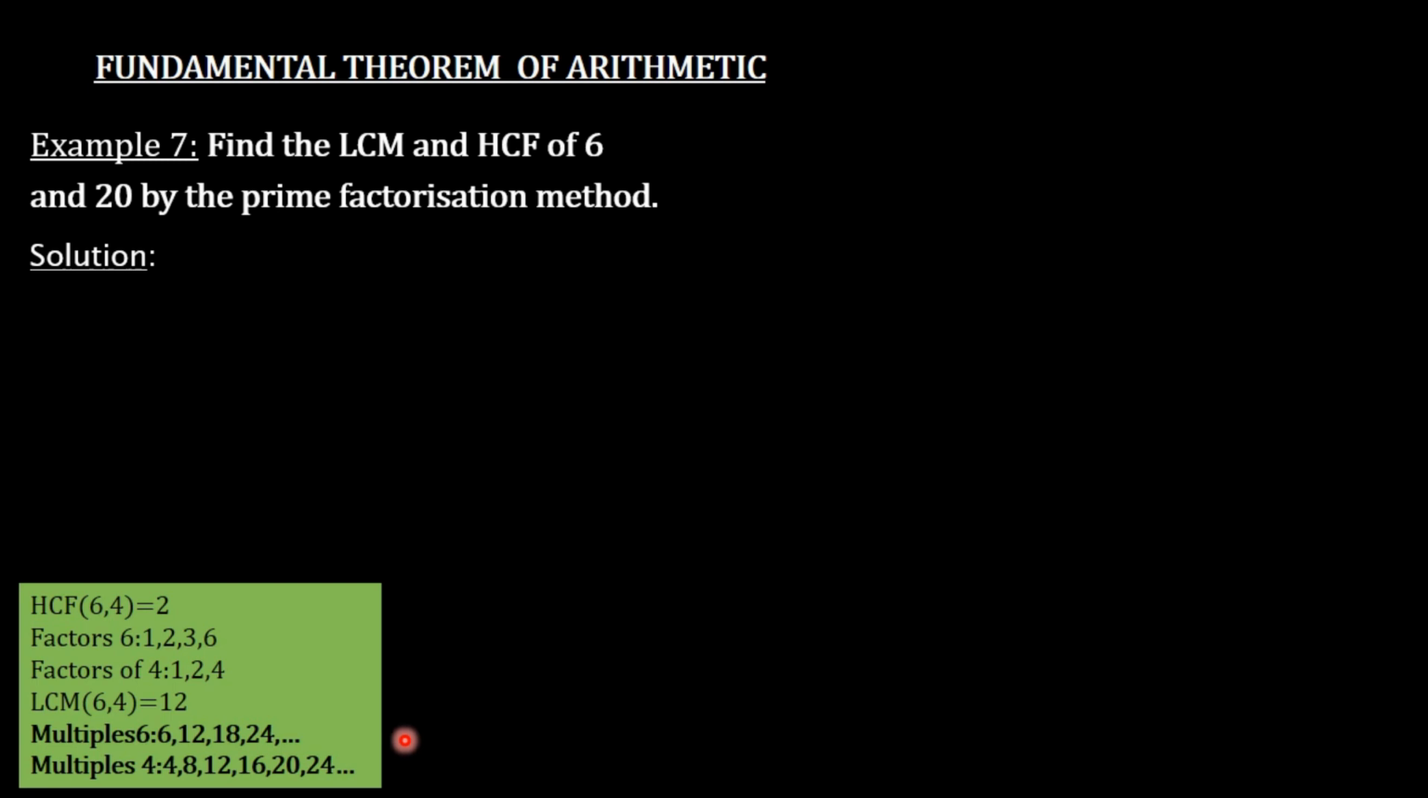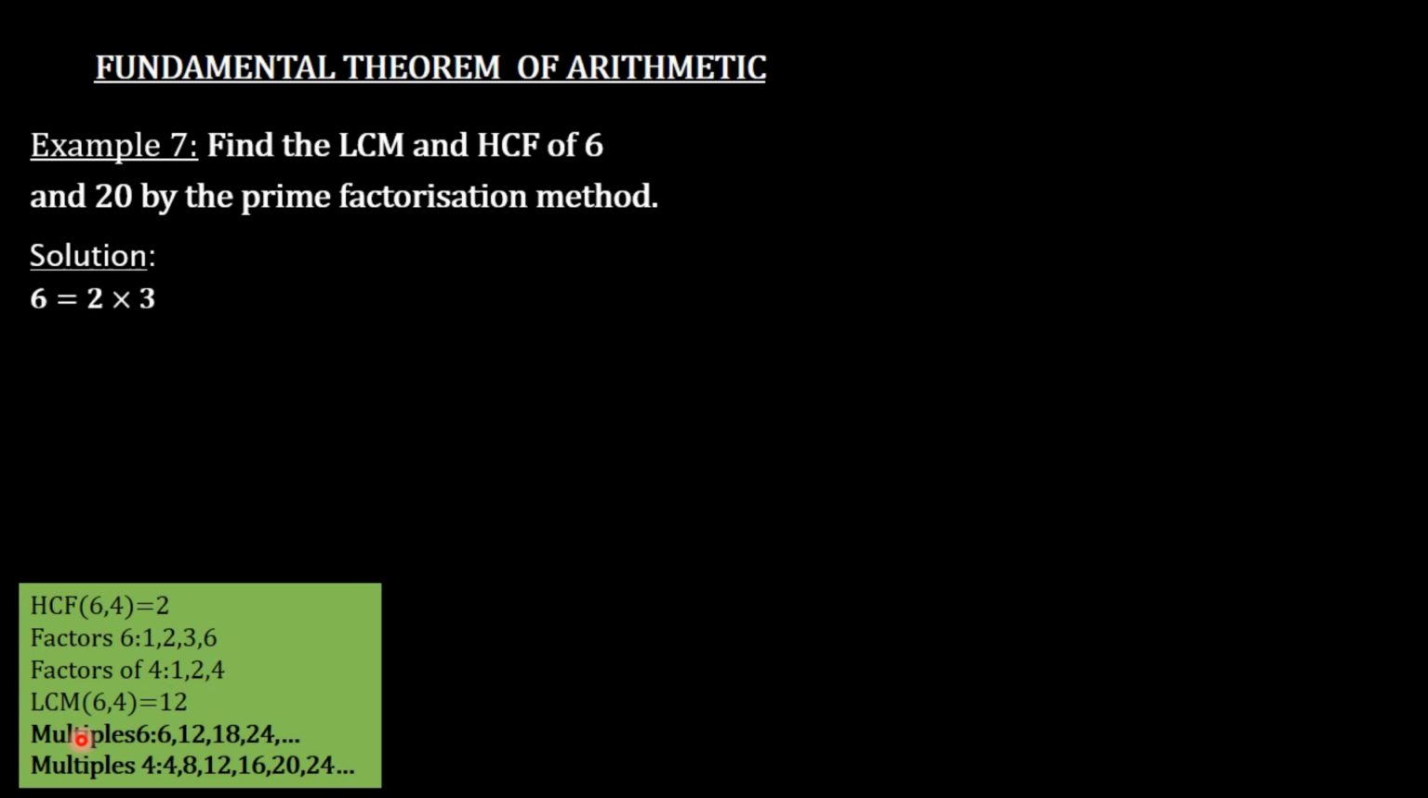Then we have to find which are common among them. That is, 12 is a common multiple. 24 is a common multiple. LCM is the least common multiple among them. What is the least? That is 12. This is our LCM. So, instead of doing this long procedure, we can find LCM and HCF shortly by using this prime factorization method.